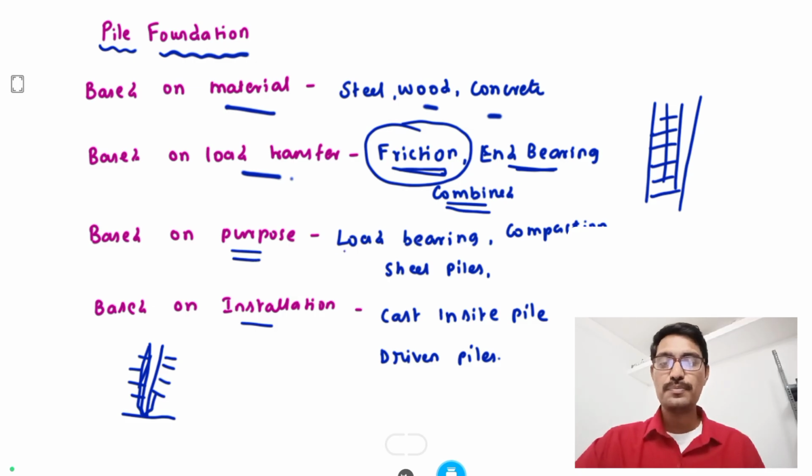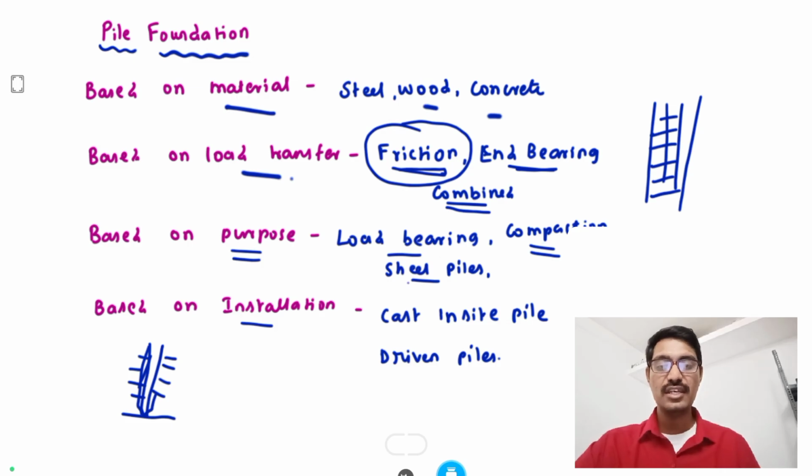So next thing is based on the purpose. Based on the purpose, we can classify piles into 3 types: load bearing piles, compaction piles and sheet piles. The load bearing piles are very useful to transmit the load, but the compaction piles are not used for load transmission. They are mainly used for compacting the soil. Whenever we go for soil compaction, we insert additional reinforcement or other materials into the soil. For that purpose we provide the pile as a compaction material.